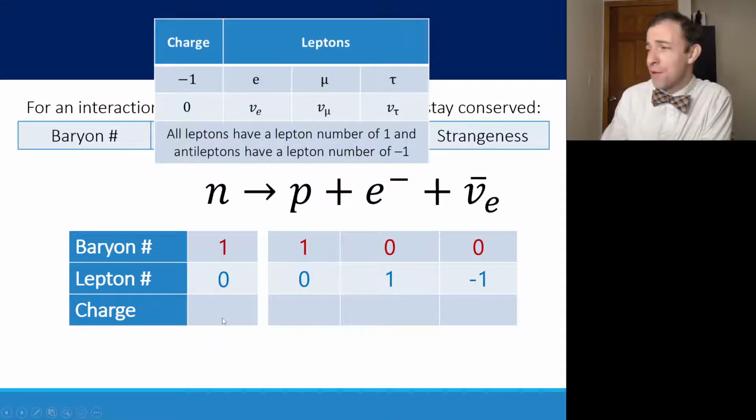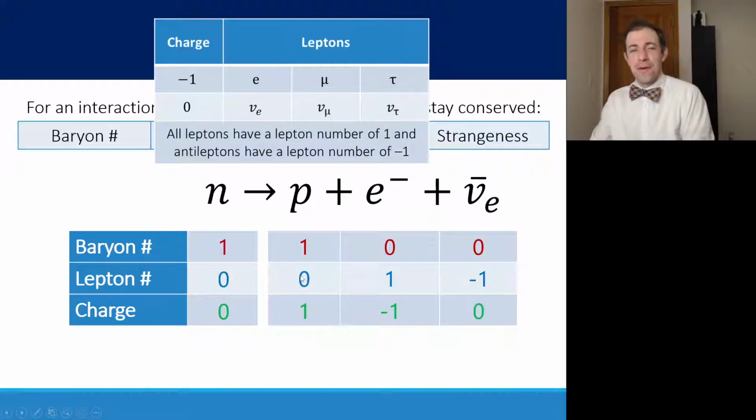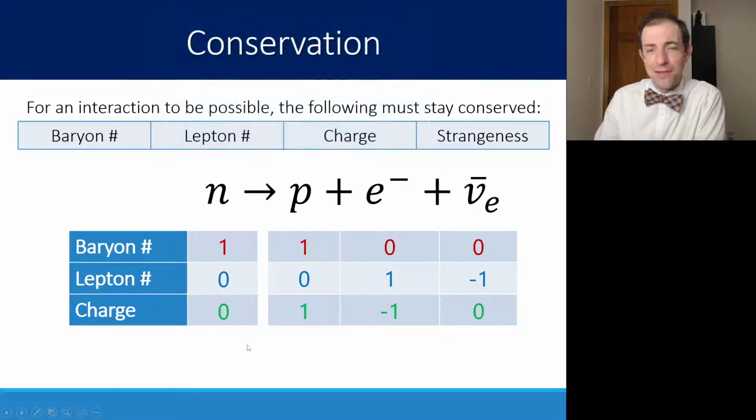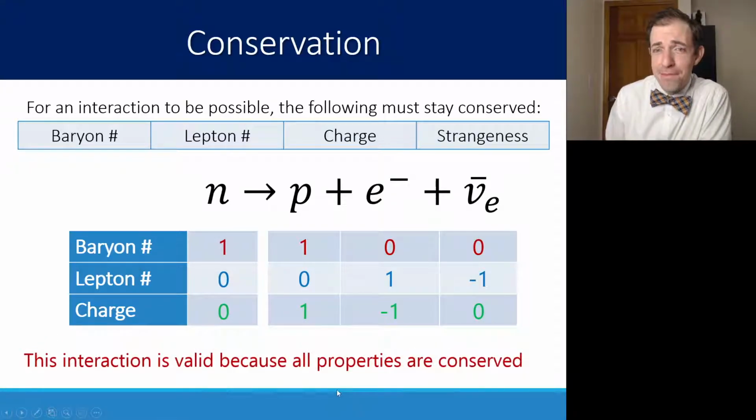All right, my last piece here is the charge. Charge, we know for a neutron is neutral. That's 0. For a proton, we know that's +1. For an electron, that's -1. And then here, you can look at these other leptons. This antineutrino, it doesn't matter if it's a neutrino or antineutrino, will have a charge of 0. Again, charge is conserved, just like these other numbers were. 0 turns into 1, -1, plus 0. So this interaction is valid because all of these properties are conserved.